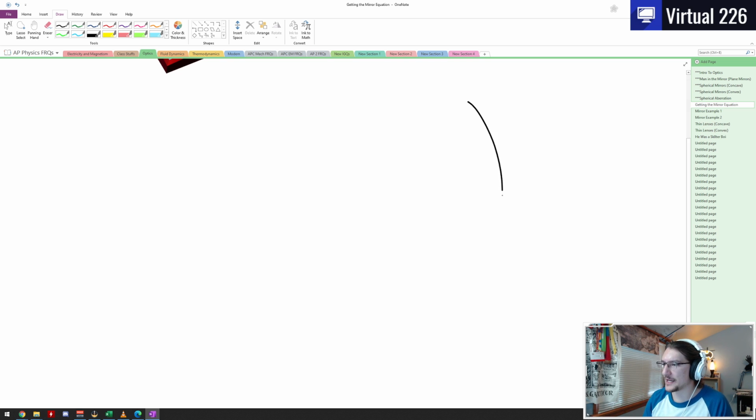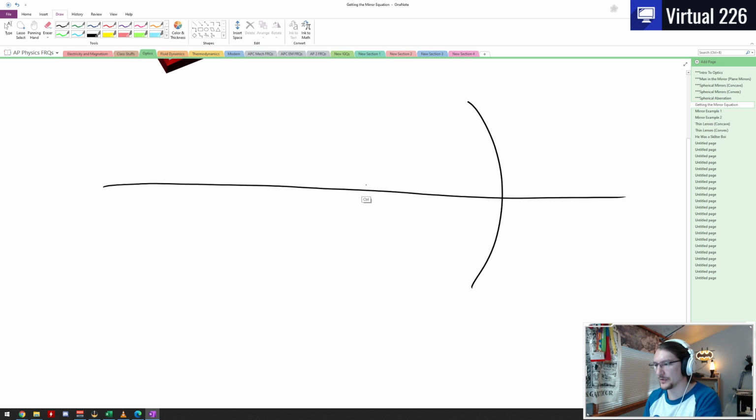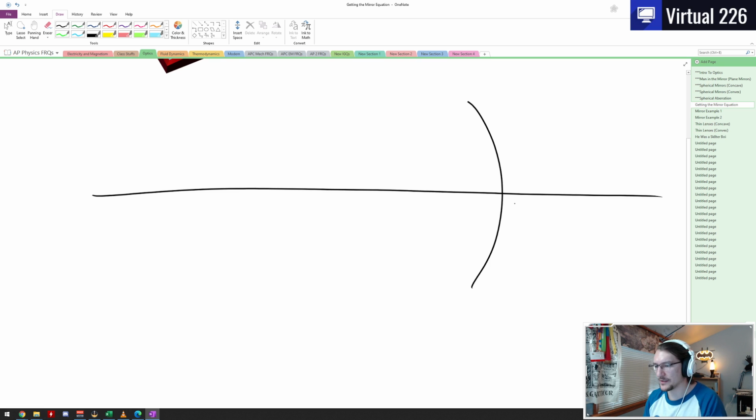So let's start with a concave mirror, and let's draw a principal axis running through the center of it. There we go. And then naturally, we'll put our focal point somewhere, so it's on the concave side of the mirror. So here's our focal point. And let's also put our center of curvature somewhere.